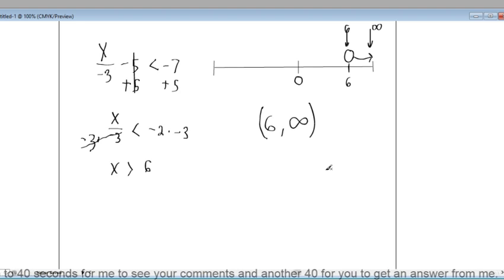Okay, so keep that in mind. If you divide both sides by a negative or multiply both sides by a negative, you have to flip that inequality to show that the weight has changed, the weight has flipped.